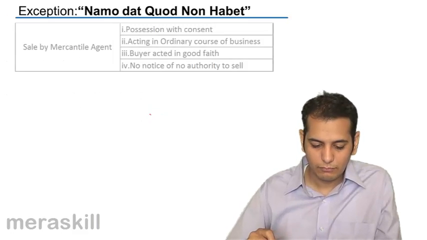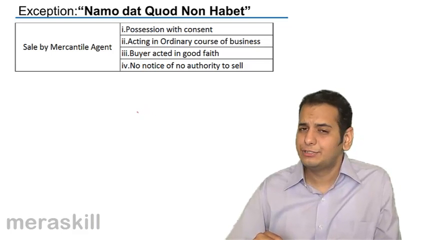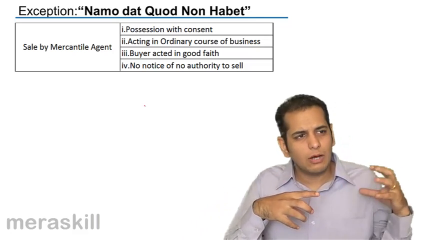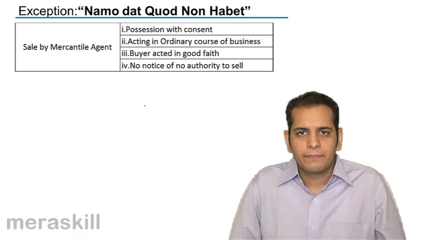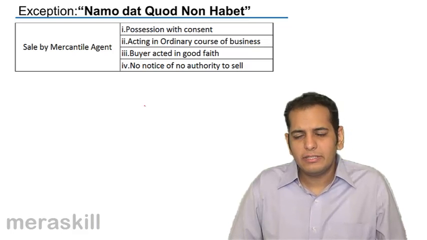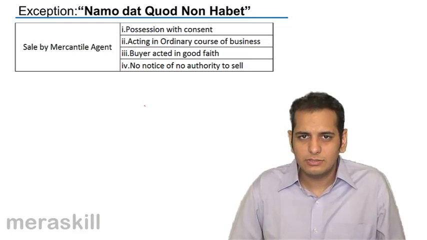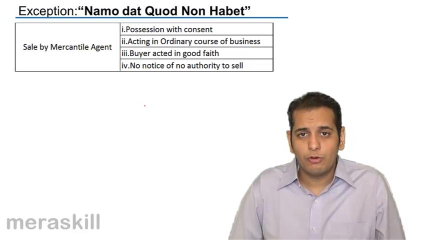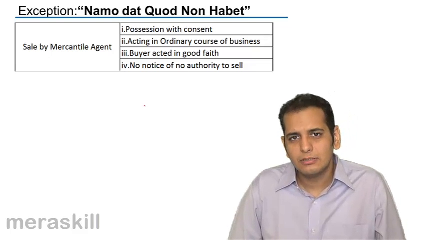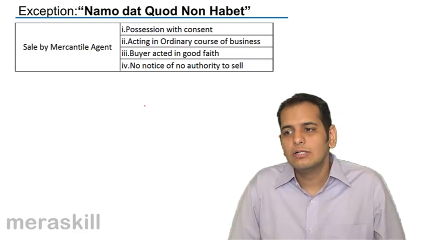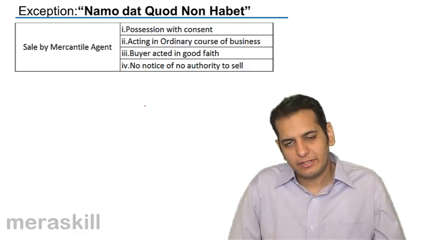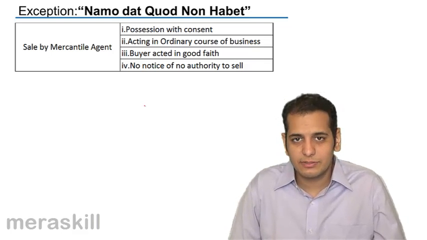First, sale by mercantile agent. Now we know that a mercantile agent is a person who is appointed by the principal to do some acts on behalf of the principal. So normally what a mercantile agent does is he gets the goods from the principal. Mind you, he does not purchase them from the principal. The principal just gives him the goods to sell ahead. And what he does is, he takes the goods, keeps them in his custody and sells them.